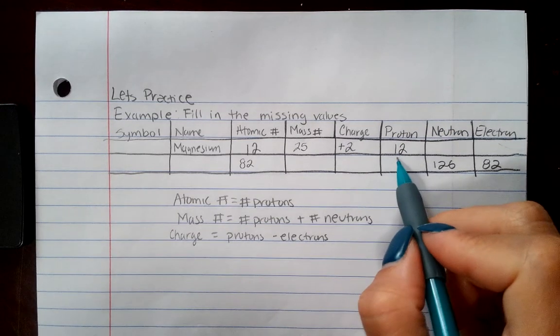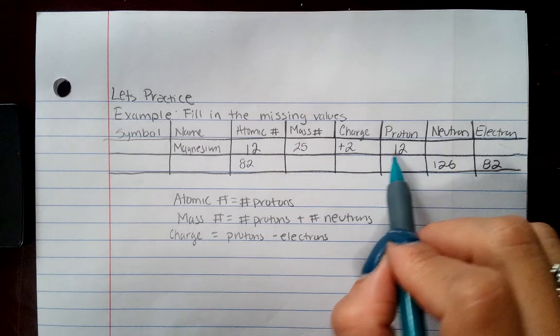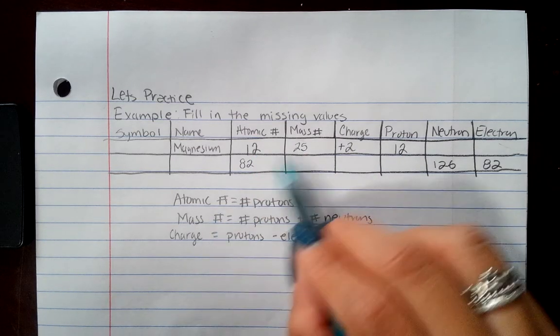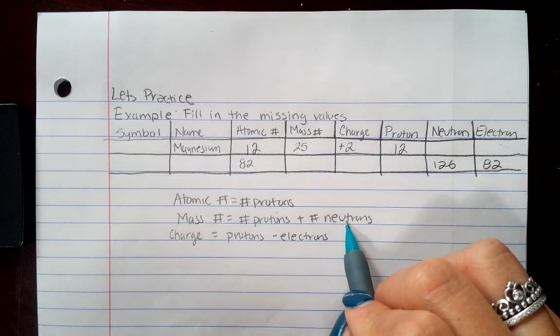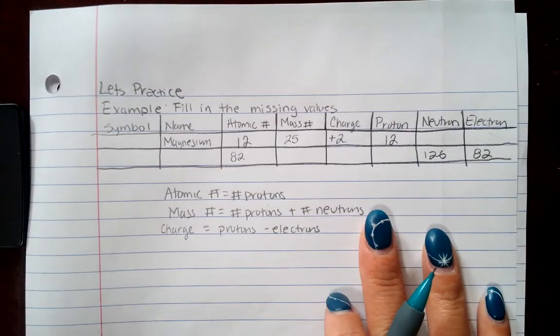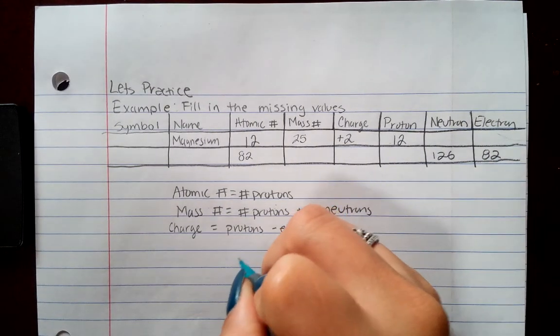Now, if we know protons, we know atomic number, and if we know mass number, right here, we know protons, we can figure out the neutrons by basically a simple algebra equation.